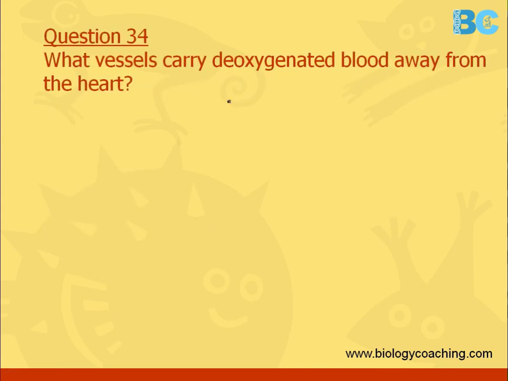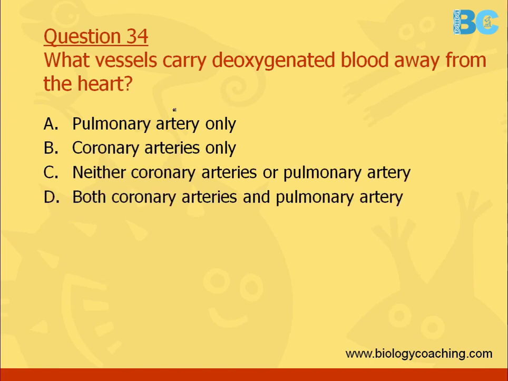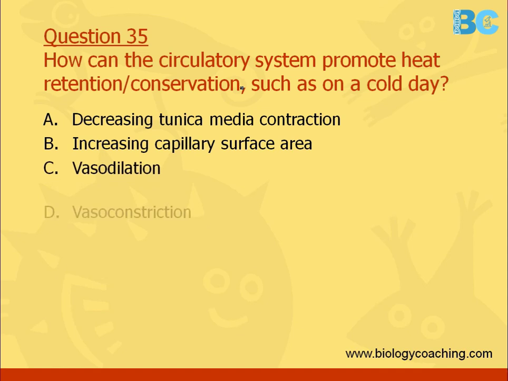What vessels carry deoxygenated blood away from the heart? And it is the pulmonary arteries, because these vessels carry deoxygenated blood away from the heart towards the lungs. How can the circulatory system promote heat retention and conservation, such as on a cold day? And it is vasoconstriction. Vasoconstriction means the contraction of the blood vessels.